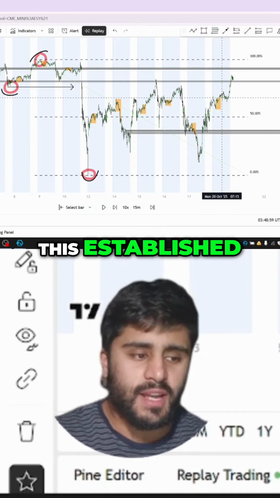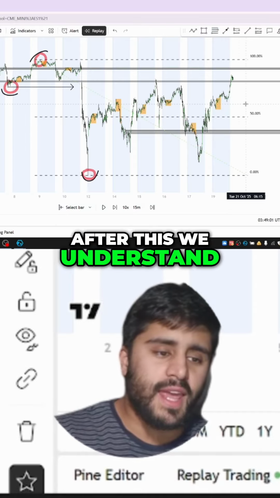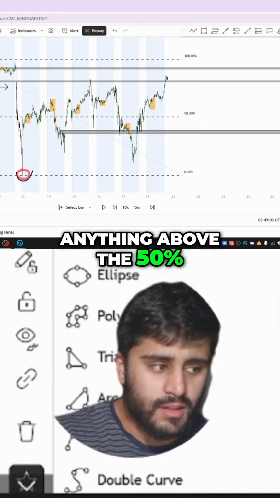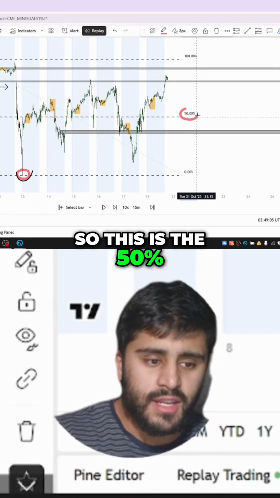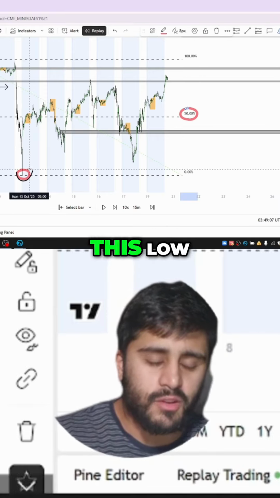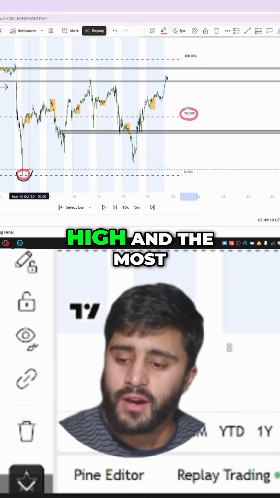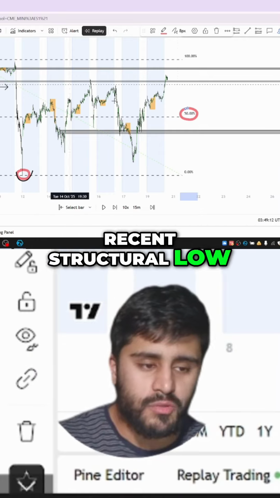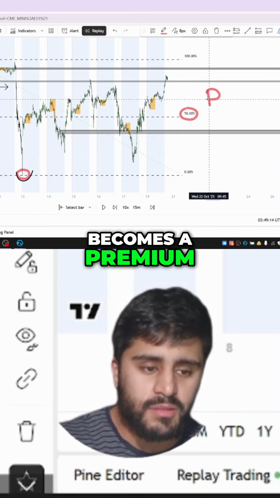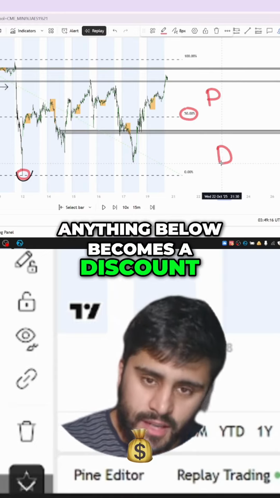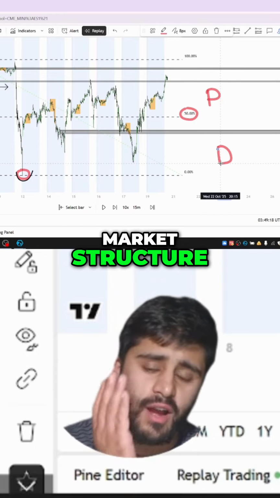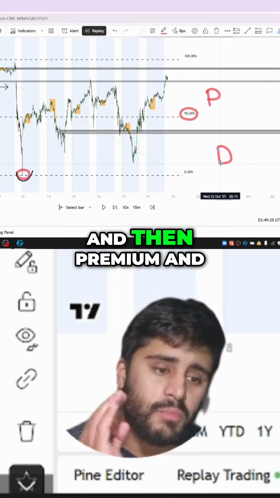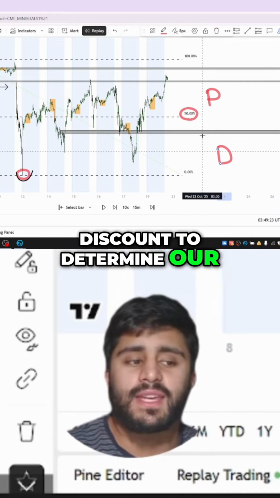Now, once you have this established, after this, we understand anything above the 50% level here. So this is the 50%. It is the midpoint of this high and this low, the most recent structural high and the most recent structural low. So anything above that becomes a premium. Anything below becomes a discount. And so we use market structure, our dealing ranges, and then premium and discount to determine our key levels.